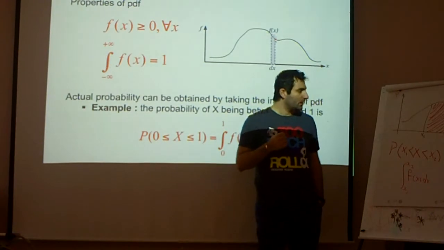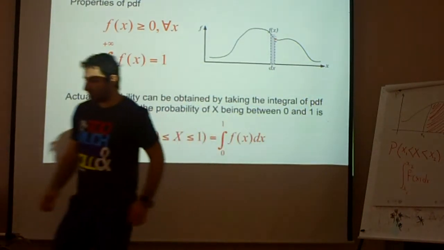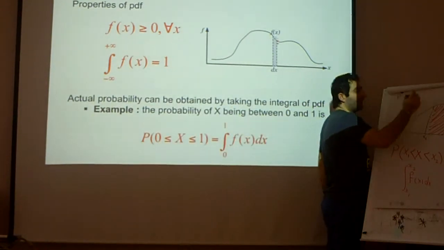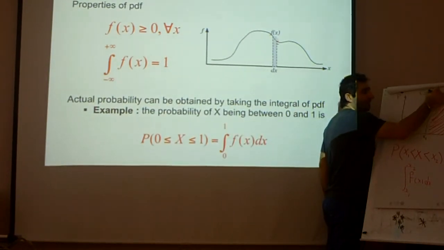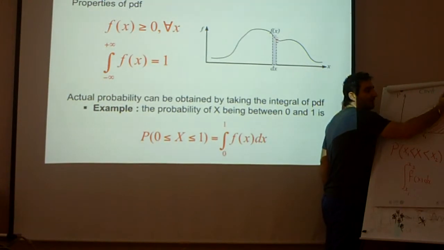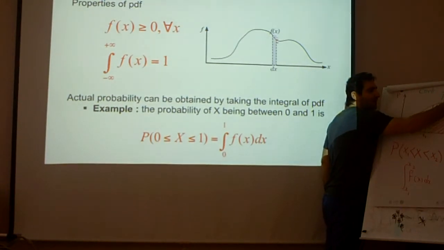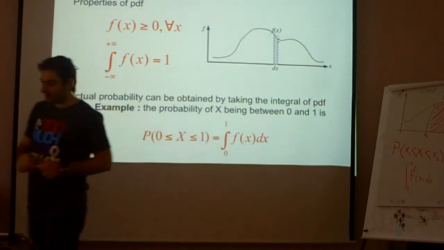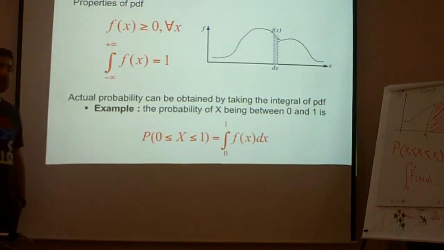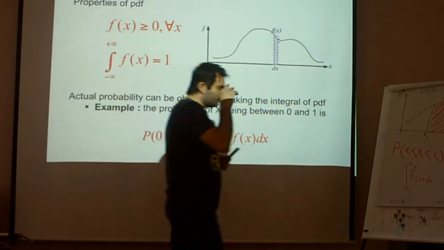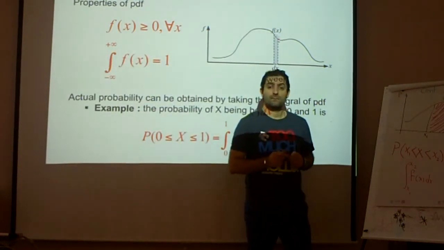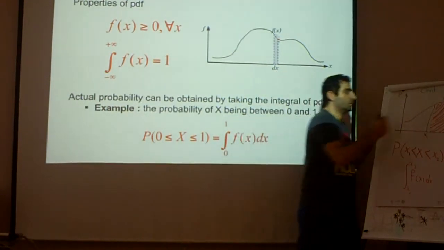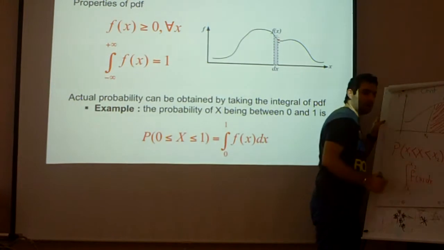Now, question. We are in the continuous case. What is the probability of x equal to x1? 0. Why is it 0?